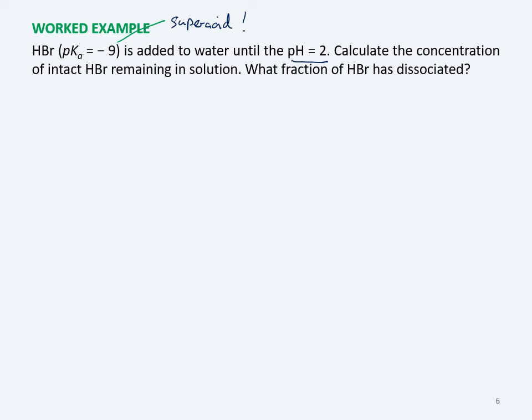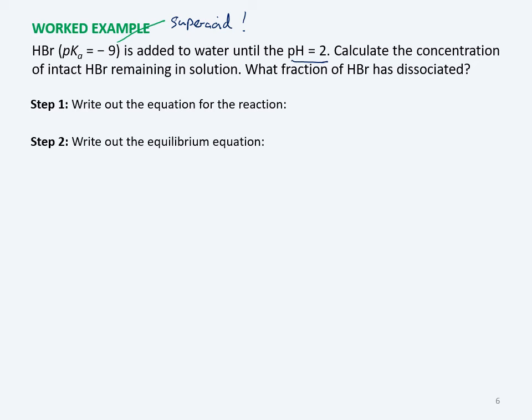So we've got the pH, so therefore we can work out other things too. But let's go back to the process. Step one, write out the equation for the reaction. So HBr aq plus H2O liquid, equilibrium arrow, H3O plus aq plus Br minus aq.